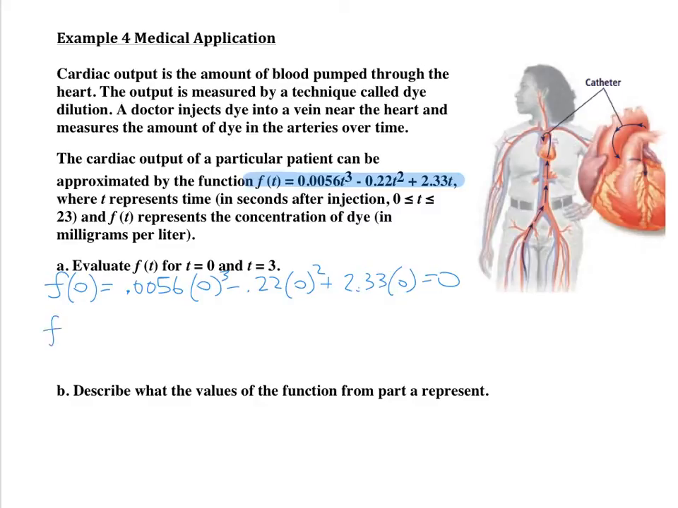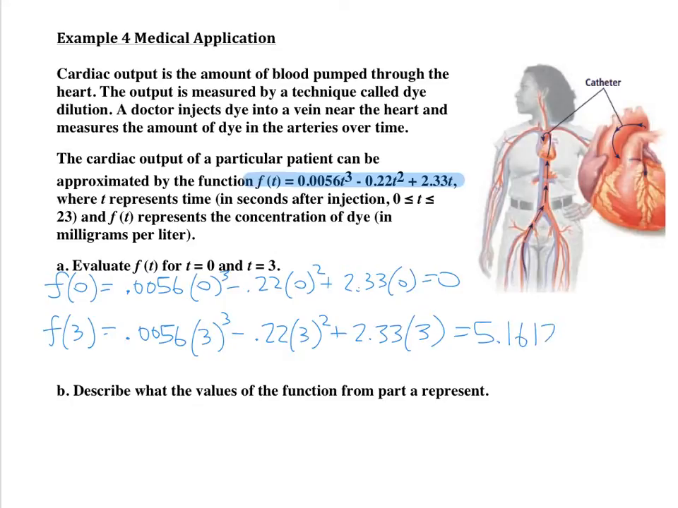And then evaluate the function at 3. And you can just put this in your calculator, just the way I have it written. And when you put that in your calculator, I don't know how many decimal places it says, so I'm just going to go 4 decimal places. This is actually milligrams per liter.